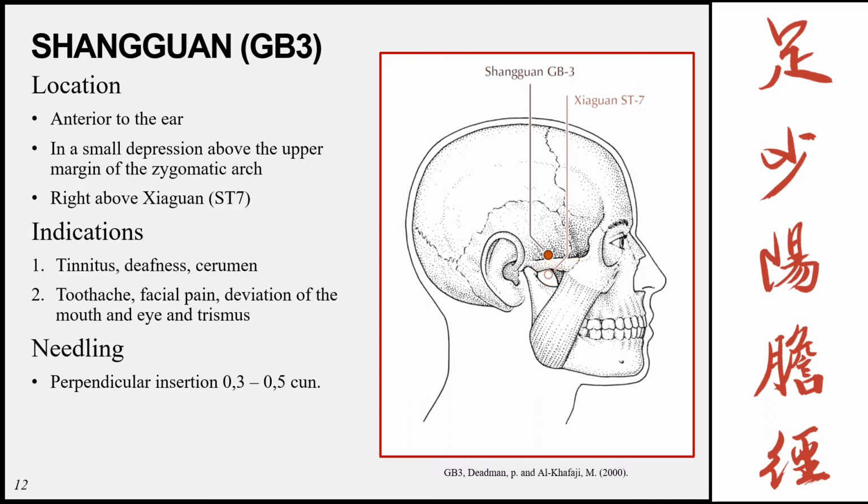This point can be used for tinnitus, deafness, and cerumen, which is excess earwax. It can also be used for toothache, facial pain, and deviation of the mouth and eye, or for trismus. Needling is perpendicular insertion, 0.3 to 0.5 tsun. Because there's not a lot of muscle between the skin and the bone, it's a much shallower insertion.